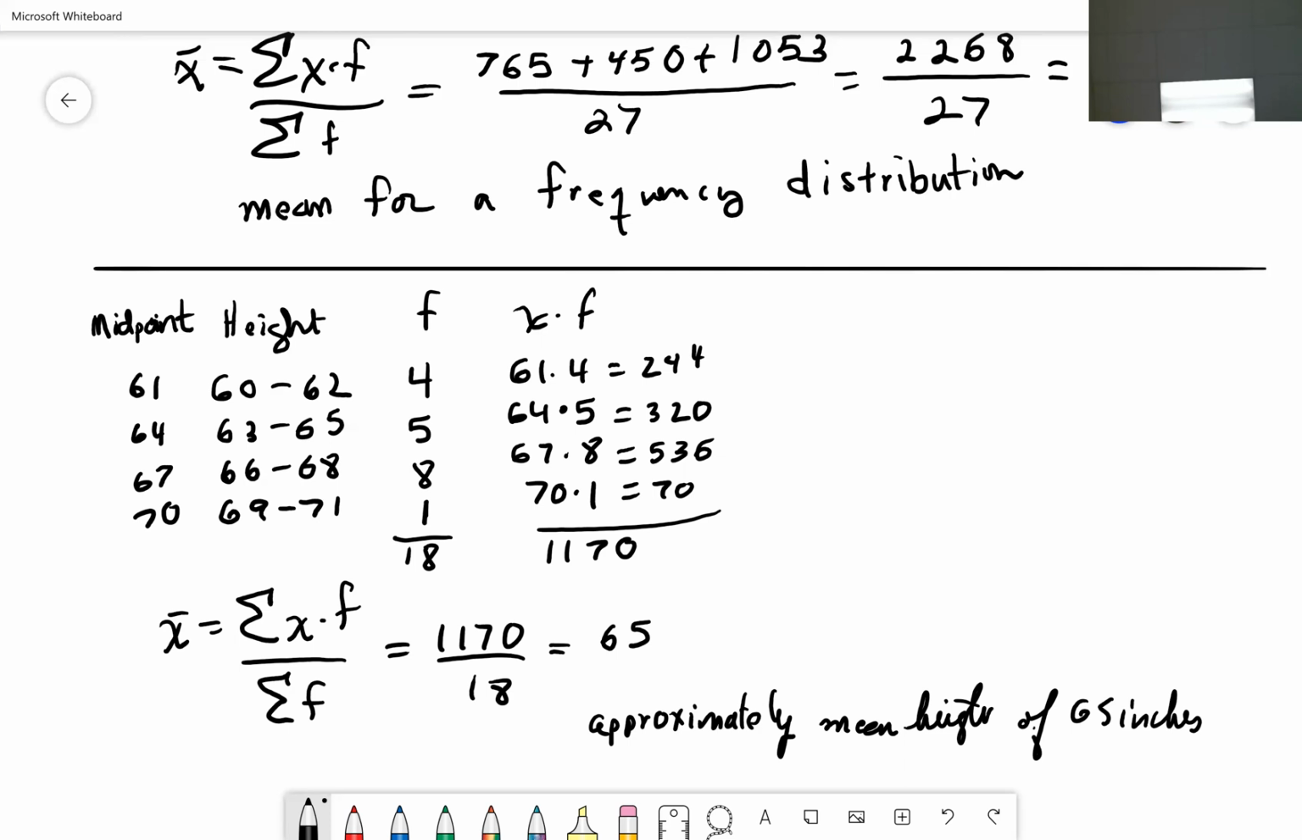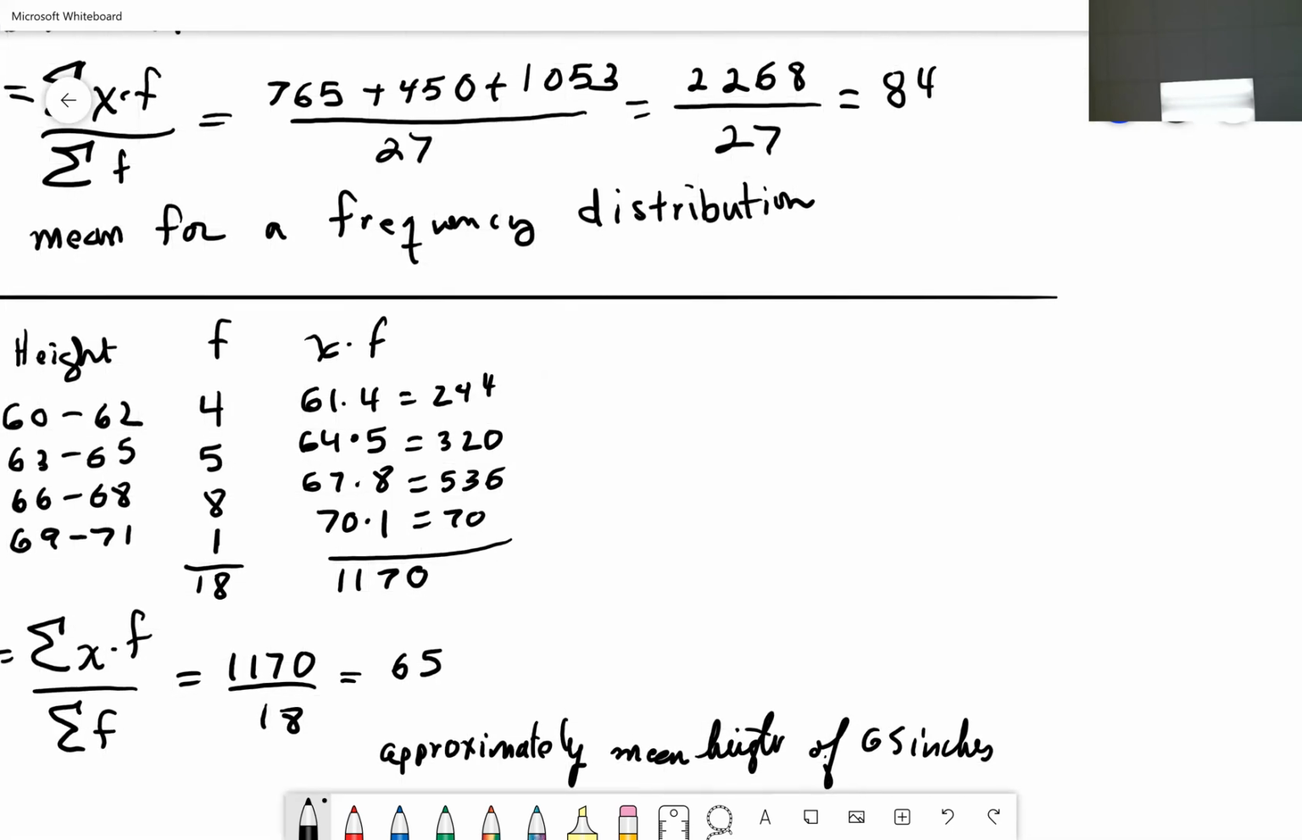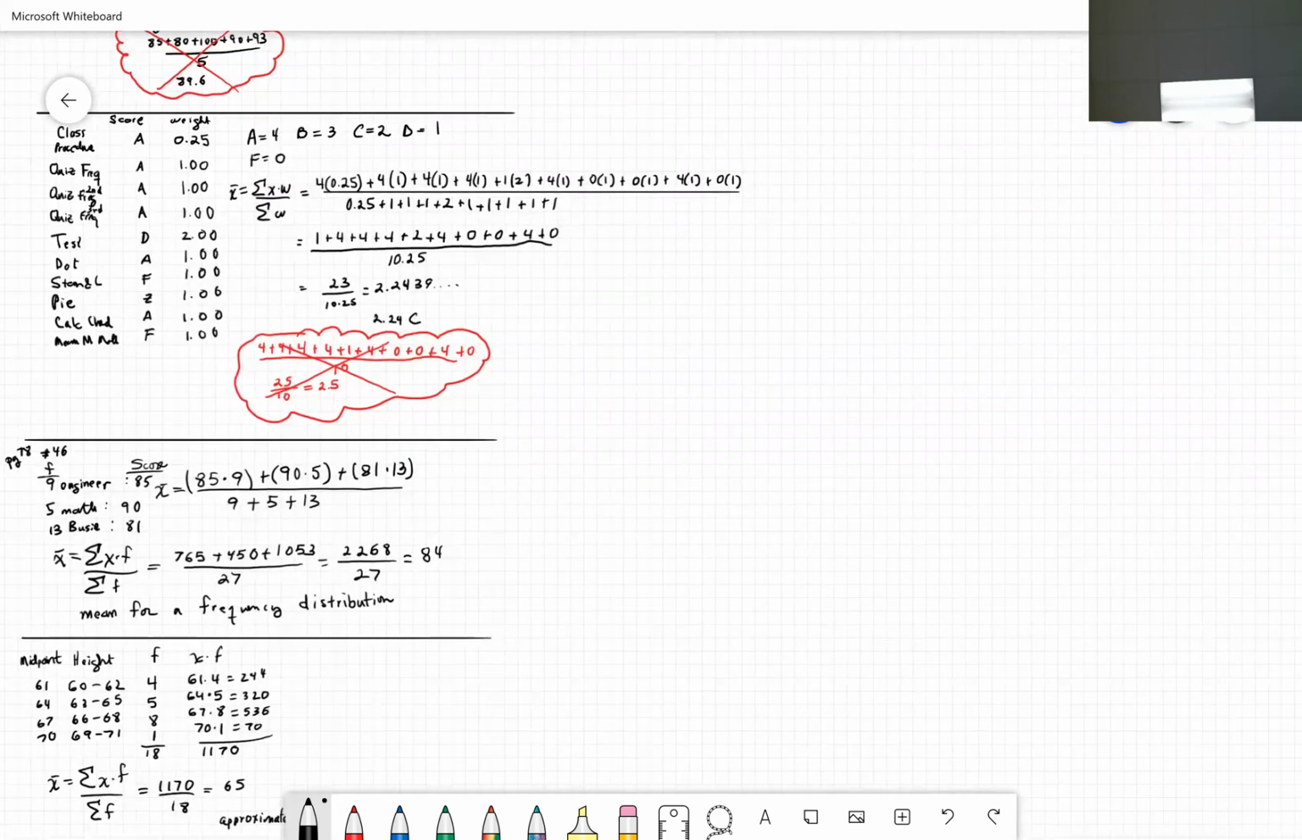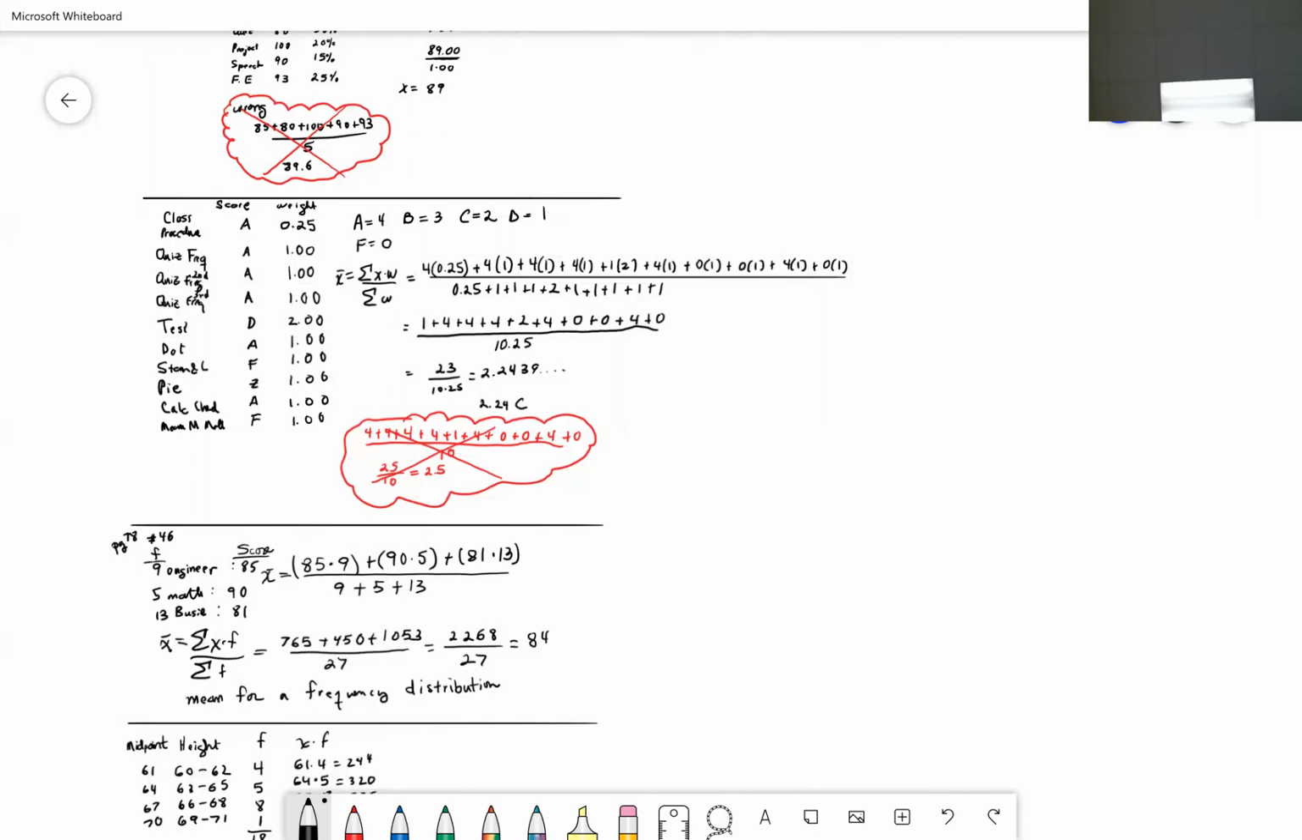Okay, so we discussed the mean for a frequency distribution and the mean for the weighted mean. They're both pretty much the same. Now, I want to go ahead and talk about the shape of a distribution. And this one's slightly different. Here we go again.